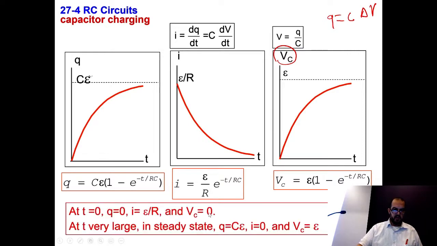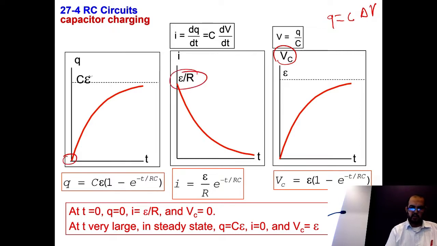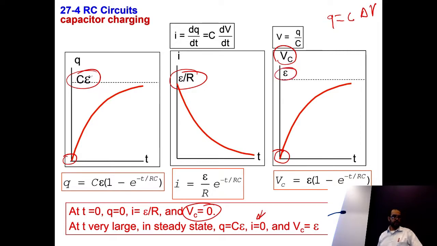All right? Now, remember, at t equal to 0, the charge is equal to 0, the current is equal to the EMF divided by R, and the potential across the capacitor is 0. At very large time, in steady state, the charge becomes maximum. It's C times epsilon. The current becomes 0, and the voltage of the capacitor becomes equal to the voltage of the EMF. Remember, we said when you charge a capacitor, the equilibrium will be reached when the voltage across the capacitor is the same as the voltage of your EMF in this one single loop circuit.